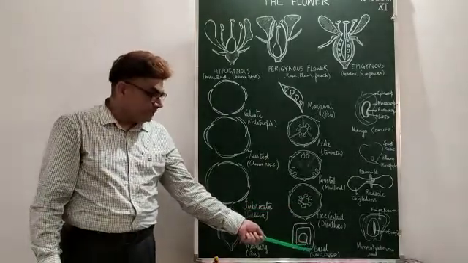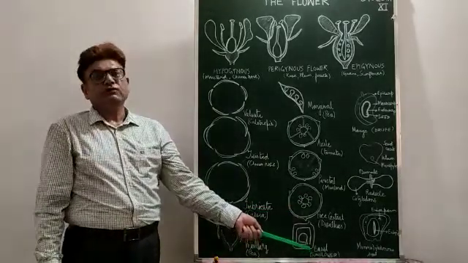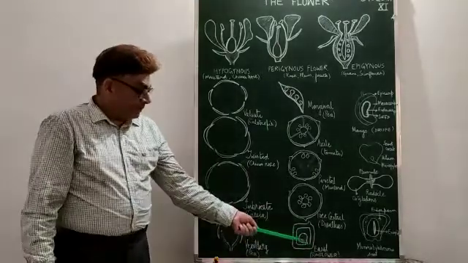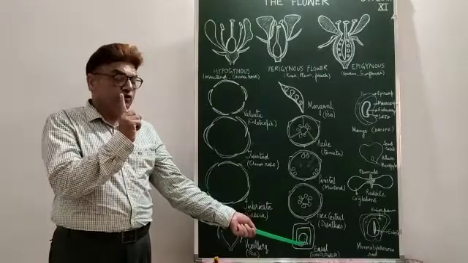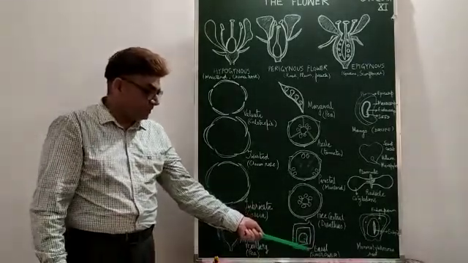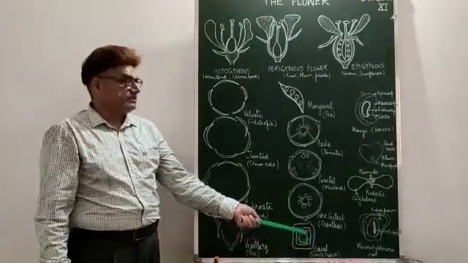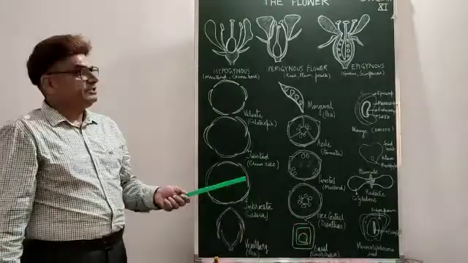There are no septa present here. In the case of basal placentation, which is found in sunflower, the placenta is present at the base, and a single ovule is borne on it. This type of arrangement of placenta is known as the basal placenta. So these were all about the placentations.